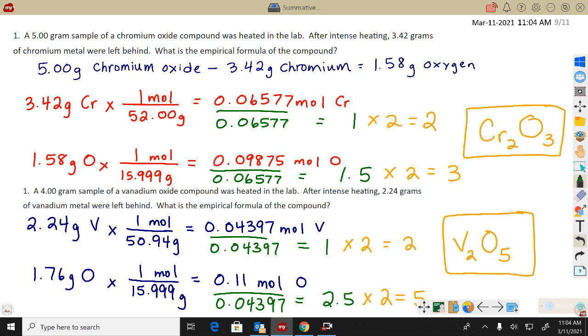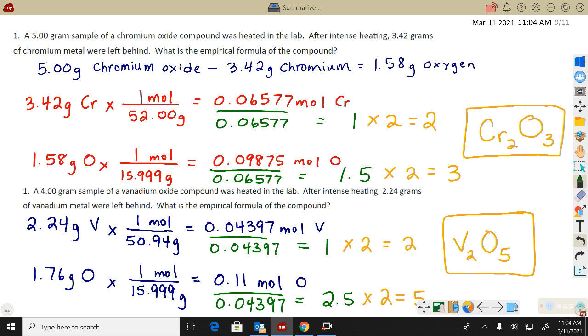I did the same thing in the other version. There was a 4-gram sample of vanadium oxide. After intense heating, 2.24 grams of vanadium metal were left behind. So I just took the 4-gram sample of vanadium oxide, subtracted the mass of the vanadium, and got the mass of the oxygen. So that in each case, if I add the metal plus the oxygen, it should add to the total mass of the sample. Then once we had grams of each element, we could turn them into moles.